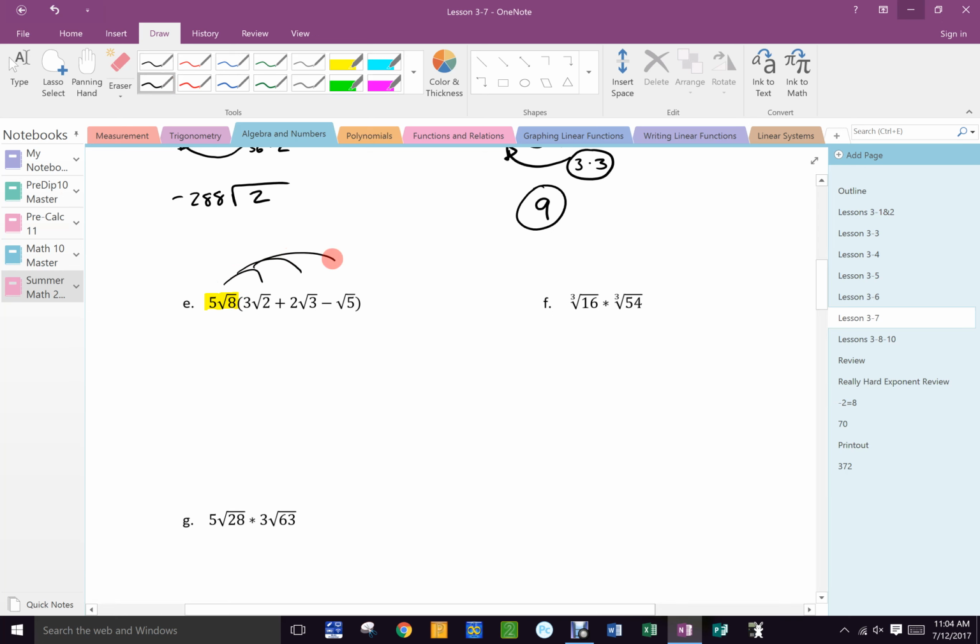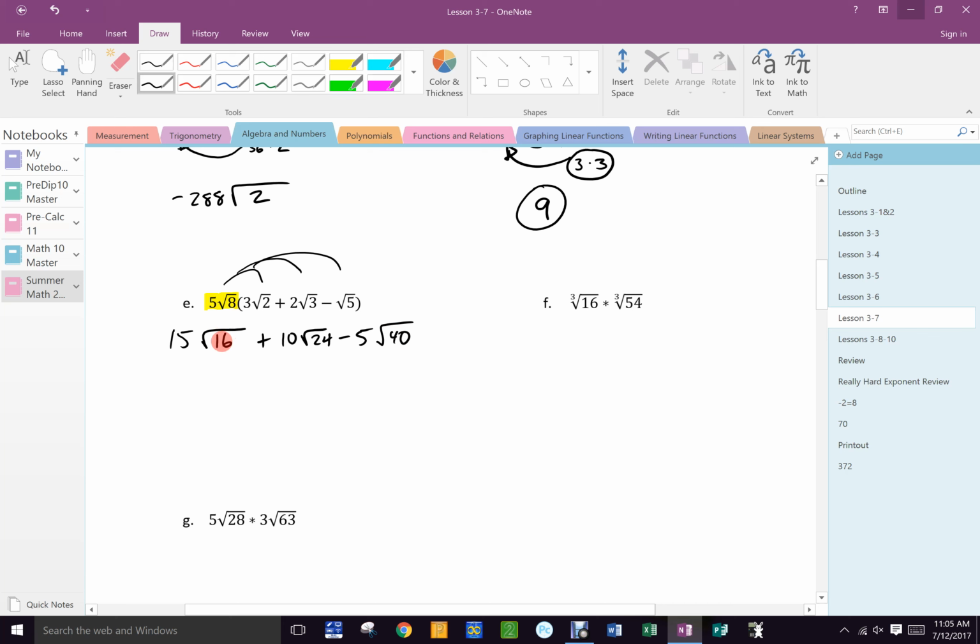It goes into everything. So what is 5 times 3? 15. Root. 8 times 2? 16. Plus, what is 5 times 2? 10. Root. 8 times 3? 24. What is 5 times 1? 5. What is 8 times 5? 40. Would I ever leave it like that? No, because I can simplify.